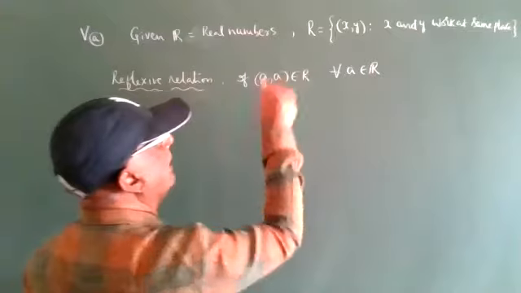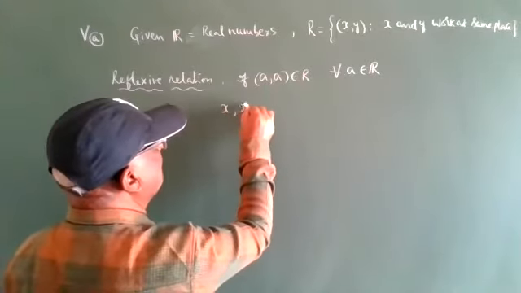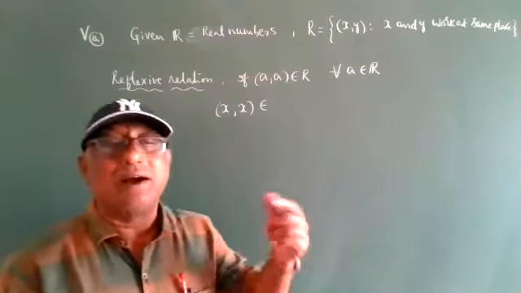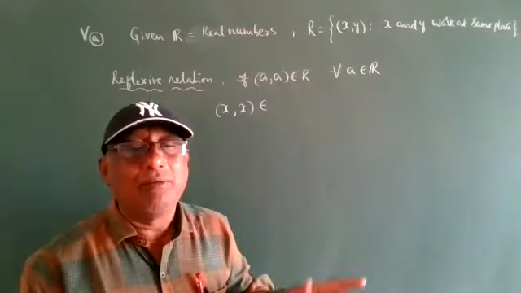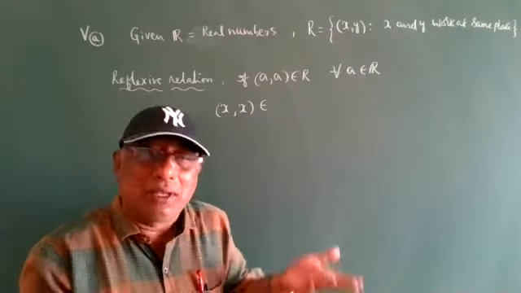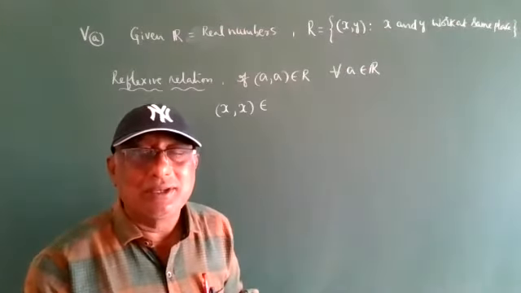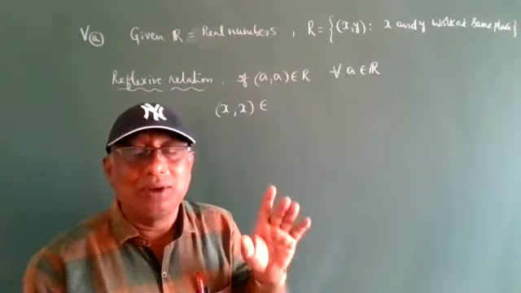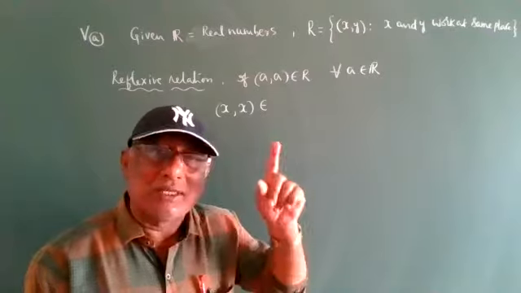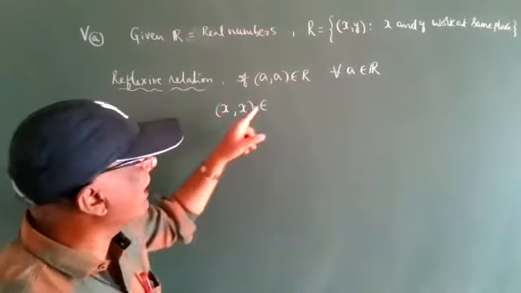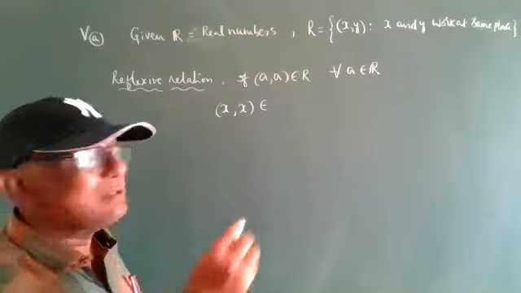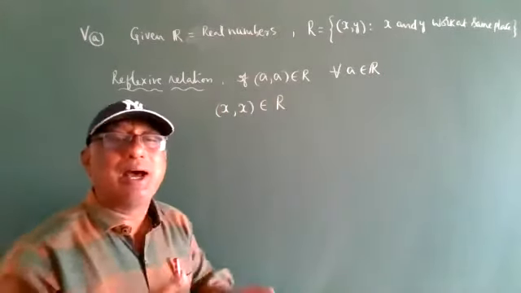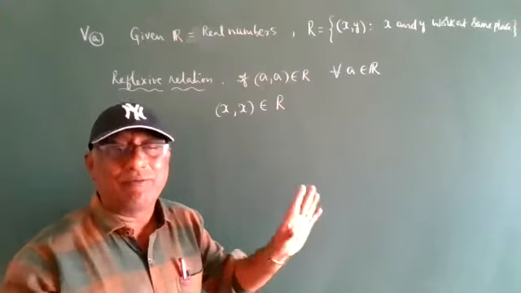Now see, according to the definition, (x, x) means he and his image, he himself working at the same place. If he is working in that place, he himself is also working in that place. If he is sitting in the class, he himself is also sitting in the class. Therefore (x, x) always belongs to the relation R. Therefore R is reflexive.